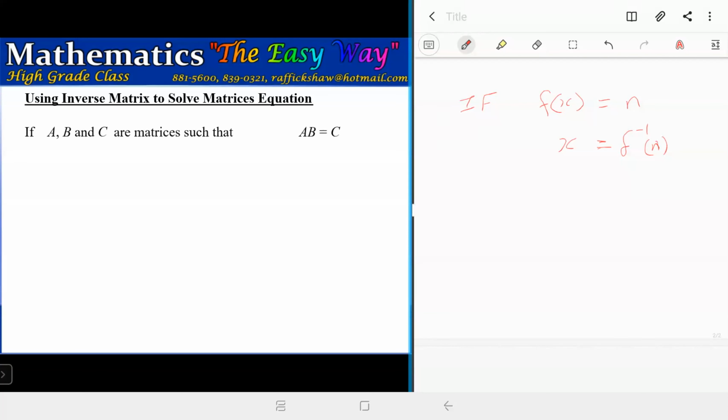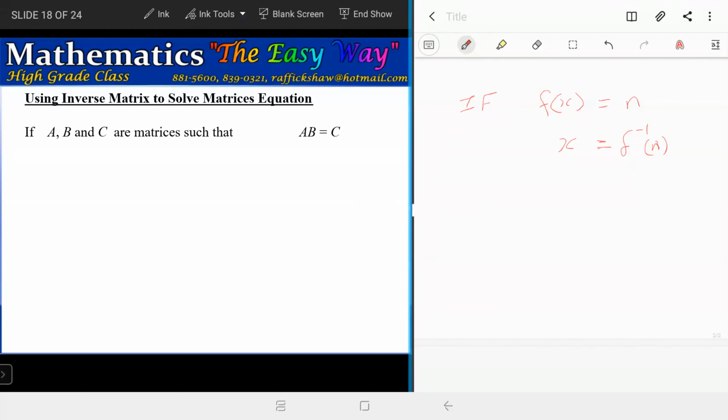So let's say we have a matrices equation, AB equals C. So what I'm saying is that this is a matrices equation. This is the build-up of the theory. So that's a matrix A multiplied by another matrix B equals another matrix C. And for the purpose of this demonstration, it is a B that we don't know. The B matrix we're trying to find.